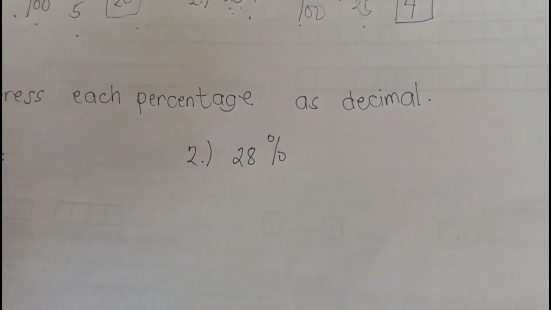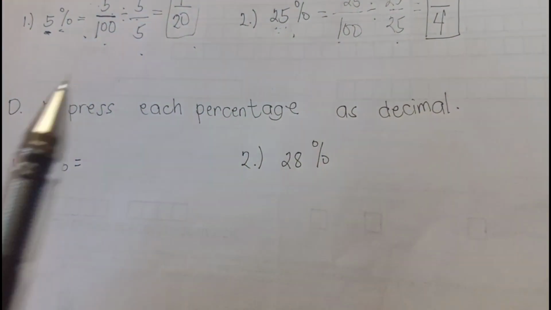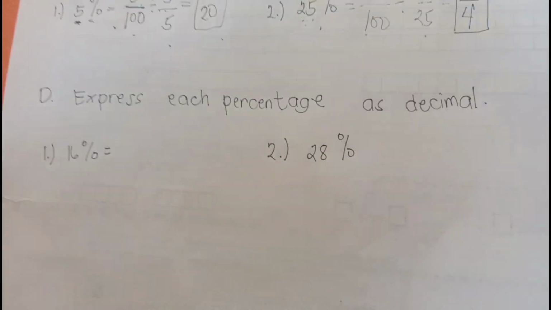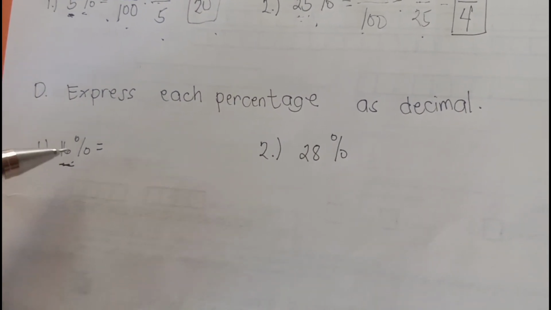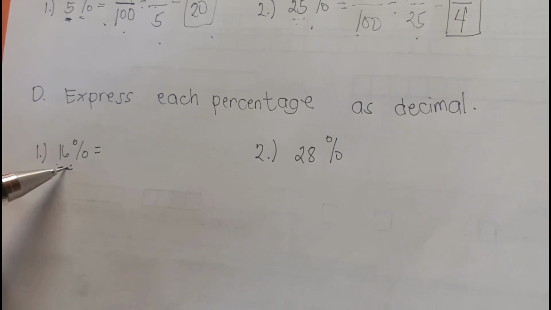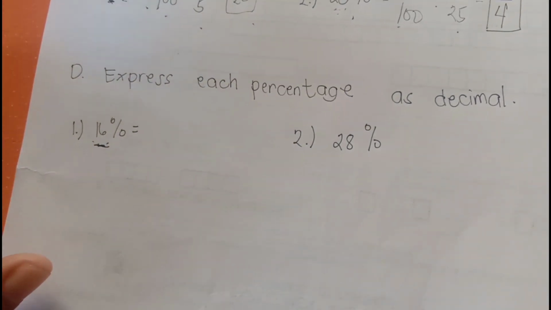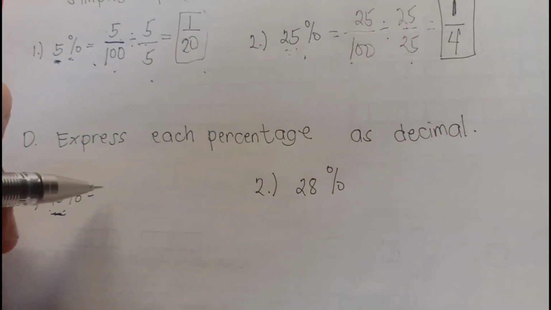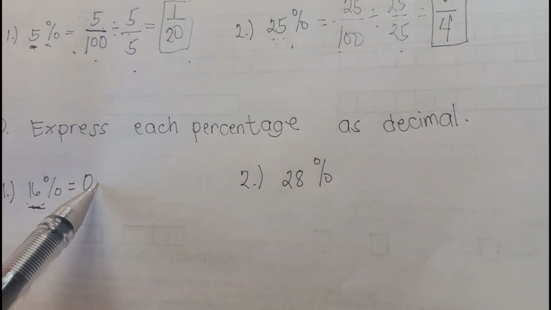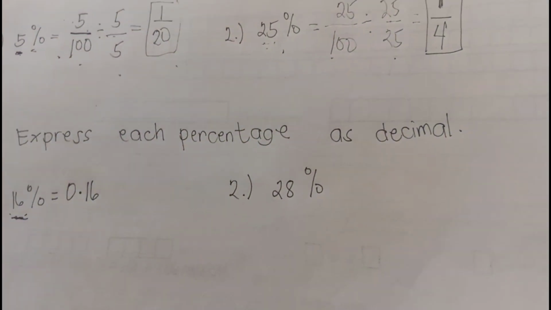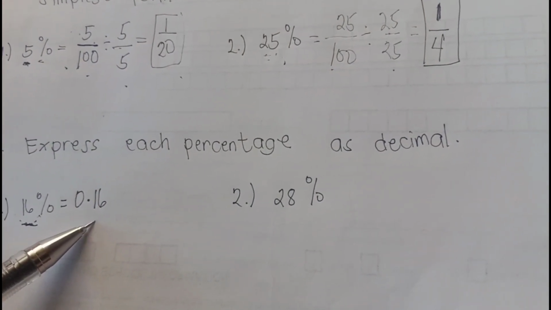So how about letter D? Express each percentage as decimal, from percentage to decimal. As we can see, number 1 is 16%. You just express it into decimal. You just put 0, then a decimal point, then 16. That is because 16% is equivalent to 16 hundredths.